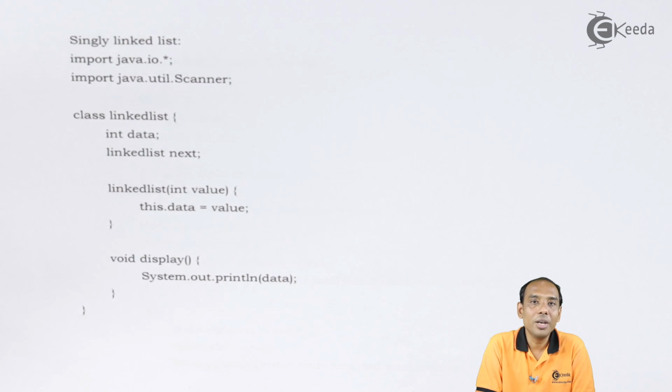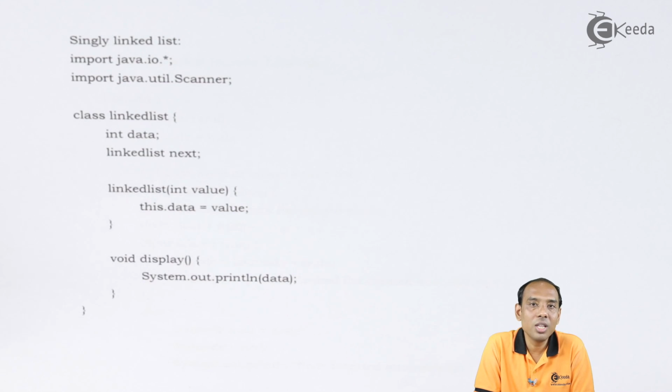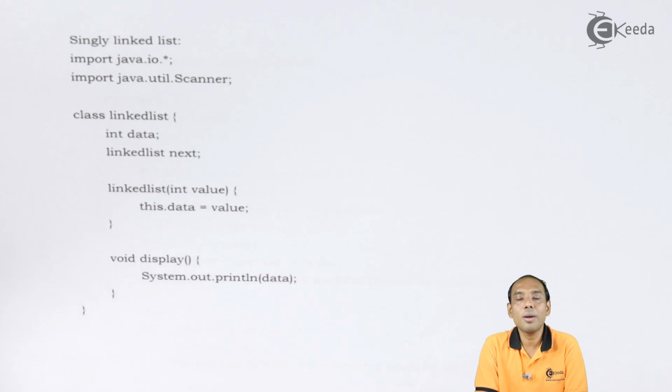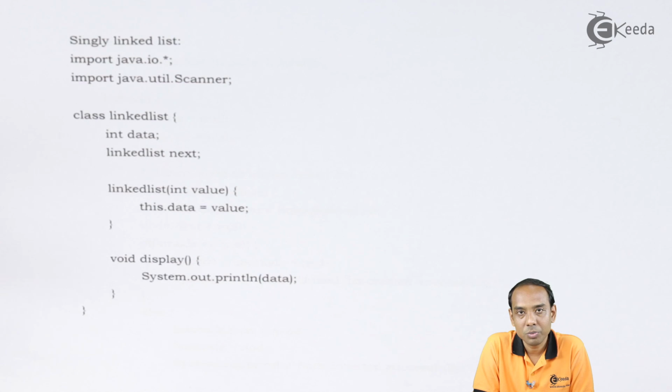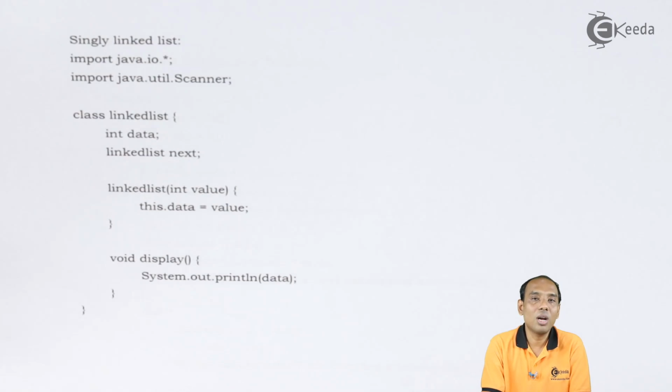To take this value, I need to give some message to the user, which we will see in a later part of the program, where I will be using the concept of switch cases. Using that, I will give options to the user where he can insert the elements, delete the elements, and also display the values of that particular linked list. So basically what I have done is I have declared a class called linked list.